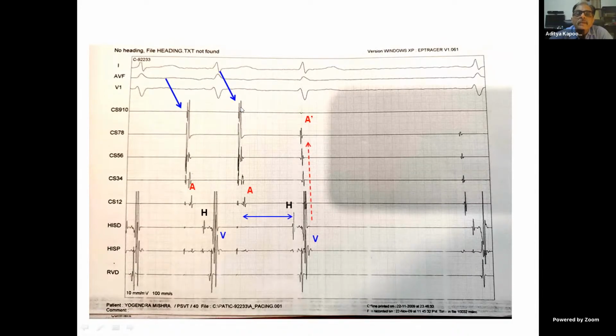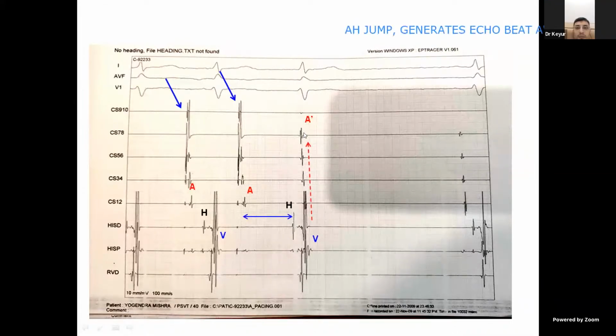Now you tell me. This AH has prolonged because antegrade it is going by the slow pathway. That's why AH is prolonged. And VA is very short because the retrograde return is through the fast pathway. It's like a slow, fast AV nodal echo. Antegradely it went slow and retrogradely it came back so quickly that the A lies inside the next QRS, like in AV reentry.